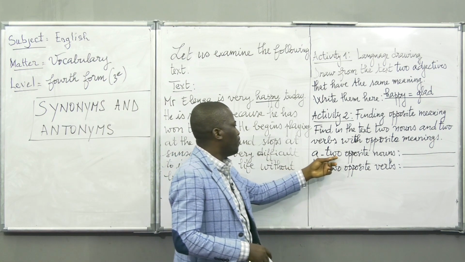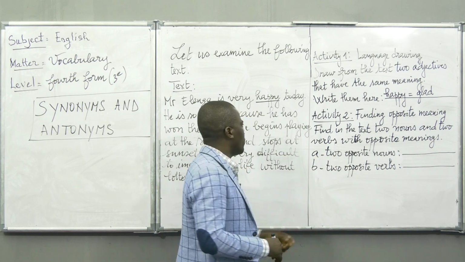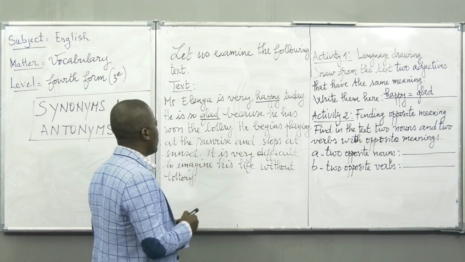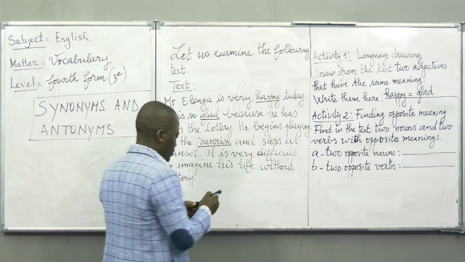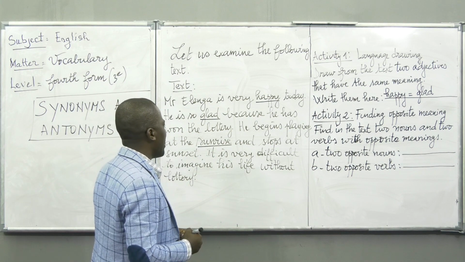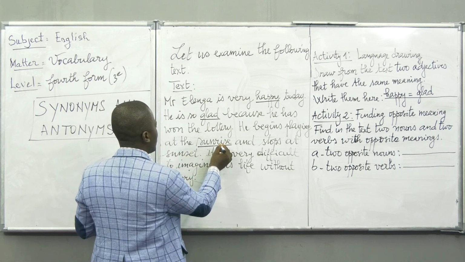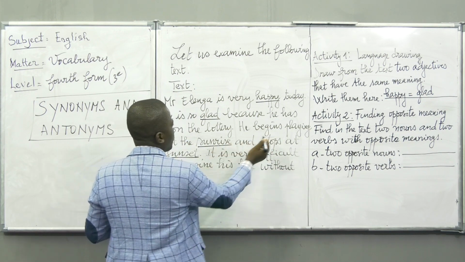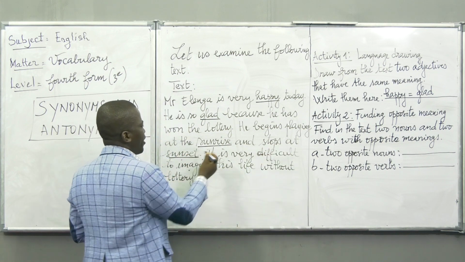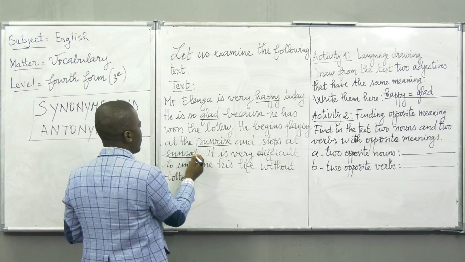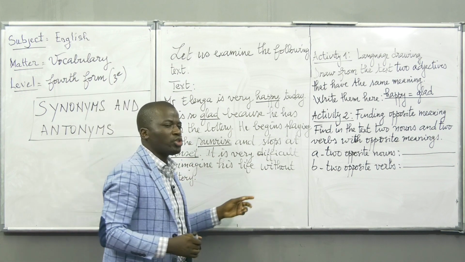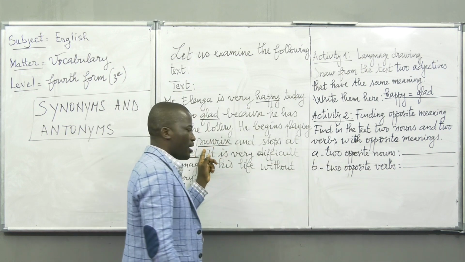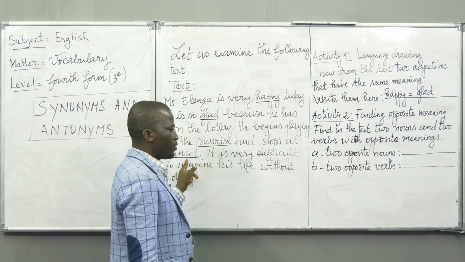Okay, good. Now, what are the two opposite nouns? He begins playing at sunrise and stops at sunset. I underline sunrise and sunset. These are two opposite nouns: sunrise and sunset.